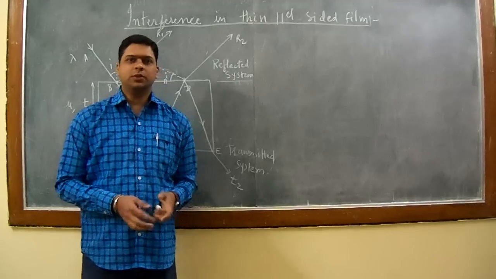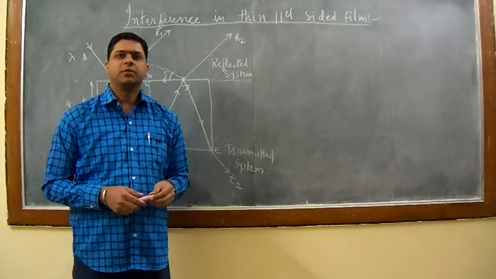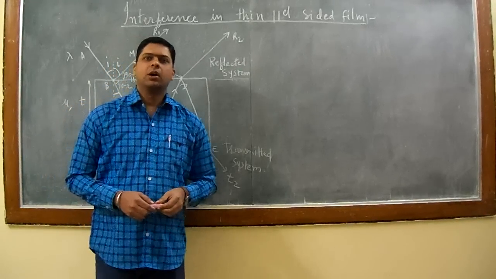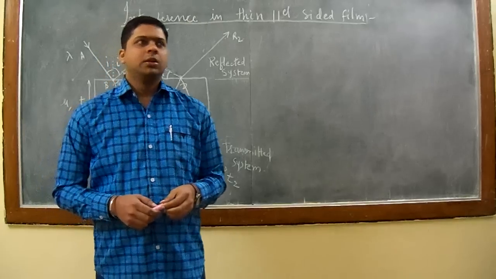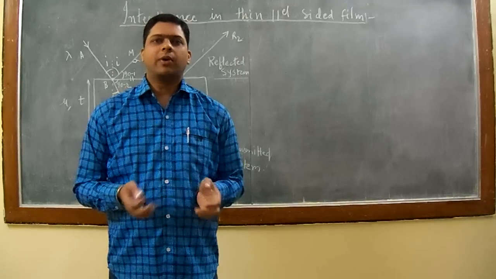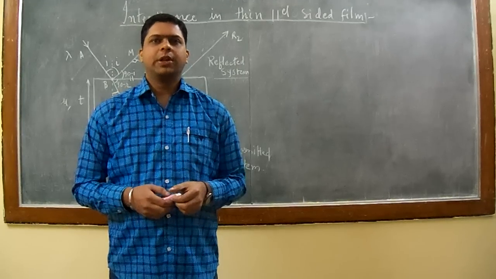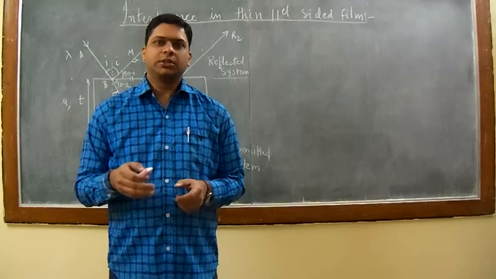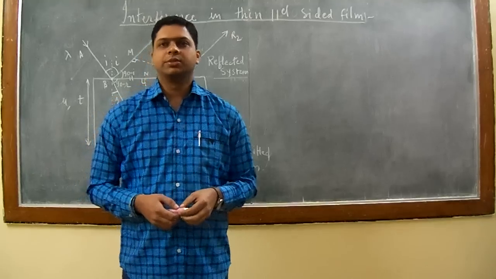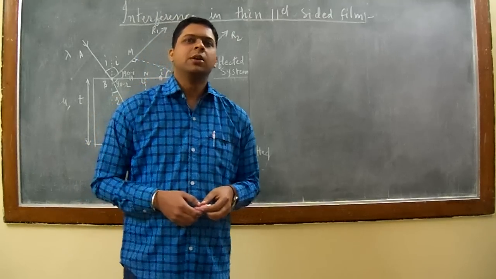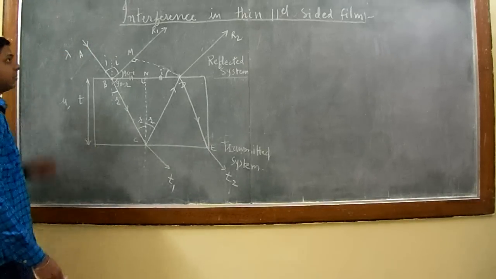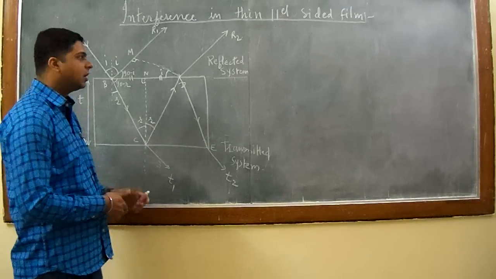So now in this lecture we will be discussing interference in case of thin parallel sided films. You might have seen beautiful colors in case of a thin film of oil or a thin film of soap floating on the surface of water. When white light is incident onto such films, it shows beautiful colors, which is an example of a thin parallel sided film or a film of uniform thickness. So we will be discussing interference in a thin parallel sided film.